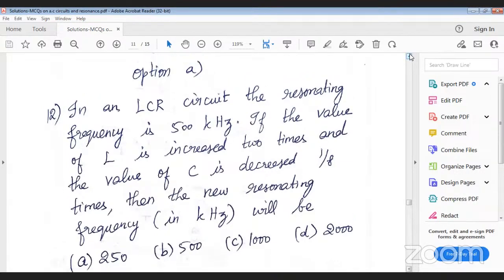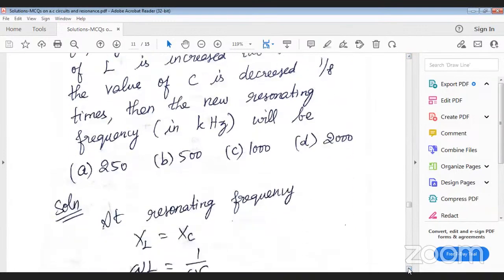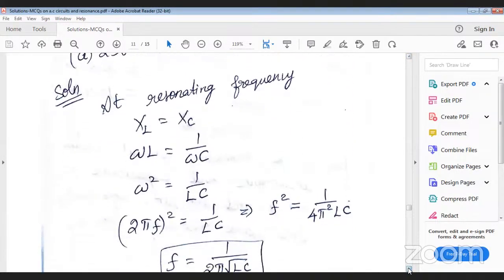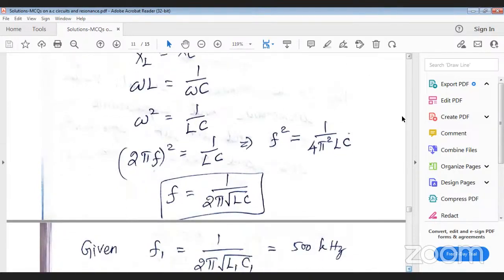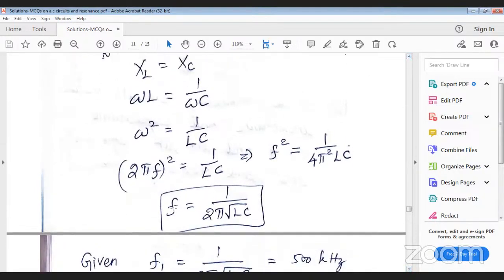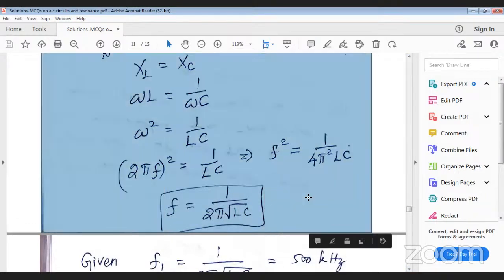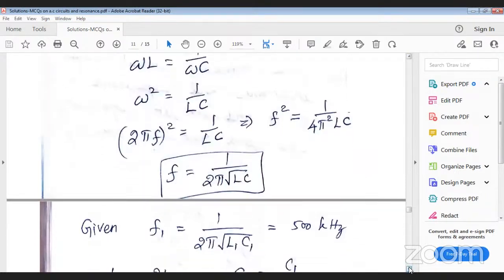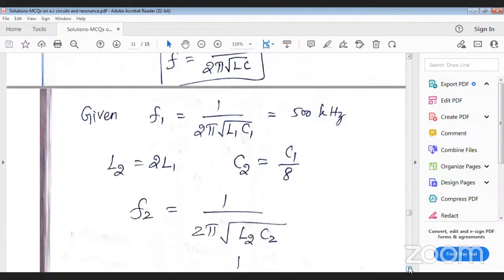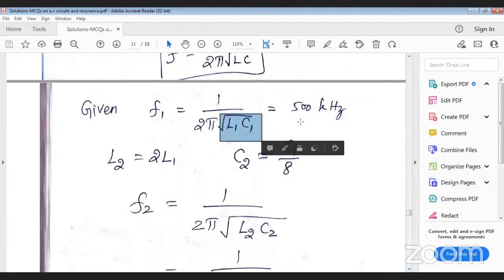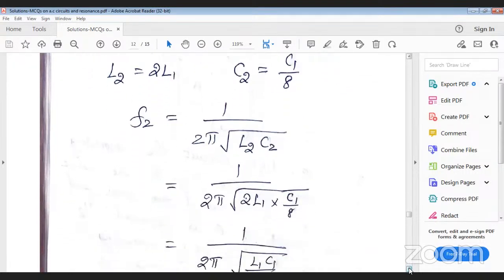For that, you need to use the standard formula. F is equal to 1 by 2 pi root of LC. I think you know very well this formula. F equal to 1 by 2 pi root of LC. So in the first case they have given you 500 kilohertz is the resonant frequency for L1 and C1. And in the second case, the inductor value is doubled and the capacitance value becomes 1 by 8 times. So instead of L1 and C1, you need to substitute L2 and C2. So instead of L2, that is 2L1, C2, that is C1 by 8.